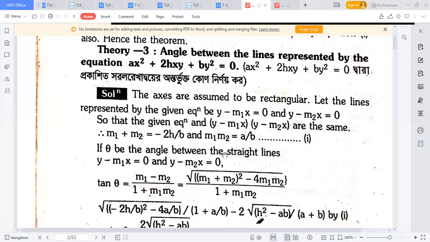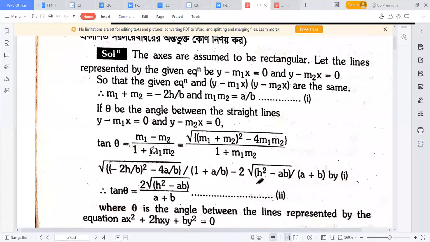And if theta be the angle between the lines y minus m1x and y minus m2x, suppose first line slope is m1 and second slope m2. So the angle between them will be given by tan theta, right? Tan theta equals to m1 minus m2 divided by 1 plus m1 into m2. But a minus b can be written as square root of a plus b whole square minus 4ab, okay?